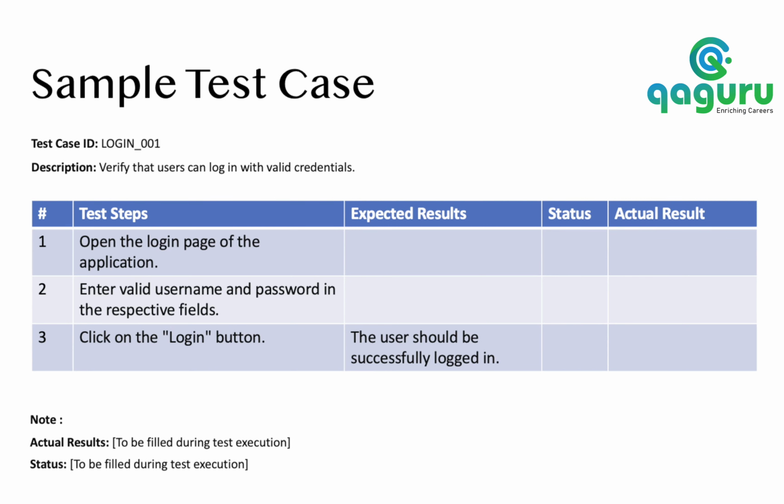Here also no need to specify the expected result because nothing happens as part of this step. Now, the third step: click the login button. Here you have something in the expected results. The expectation is users should be logged in successfully. We'll fill the status and actual result at the time of test case execution.